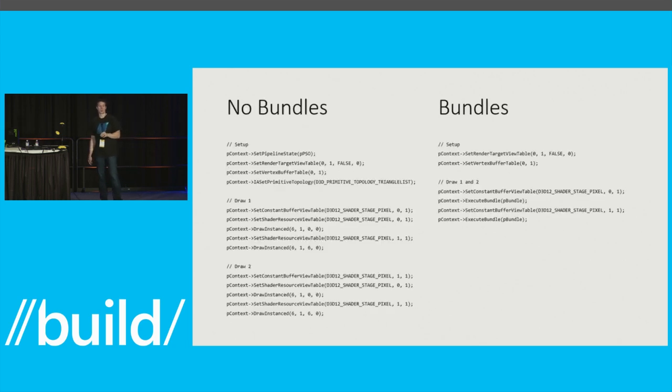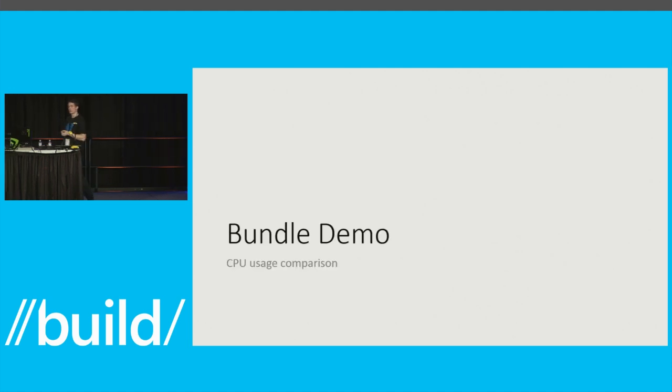So this is what it looks like, no bundles versus bundles. On the left, the same code as before. It's a setup, drawing two objects explicitly. On the right, simplified setup because some of it's recorded in the bundle. Then the constant buffers are set, bundle is executed. A different set of constant buffers are set, and the bundle is executed. So the total number of CPU calls to the API is dramatically reduced, but the GPU is executing the same sequence of commands. And that's how we get our CPU efficiency. Let's just show a brief demo.